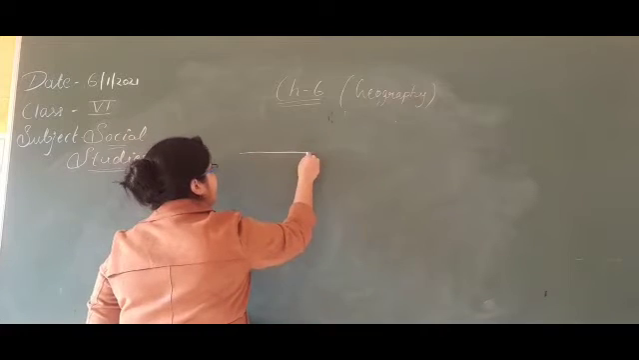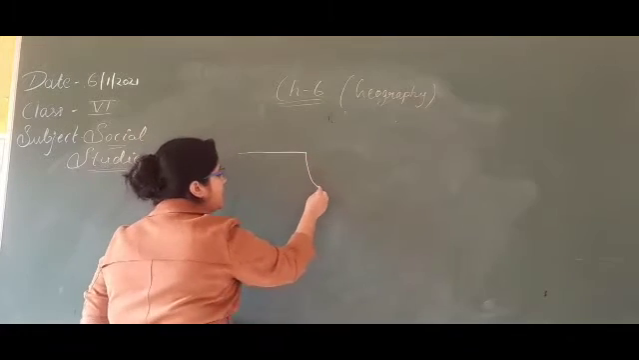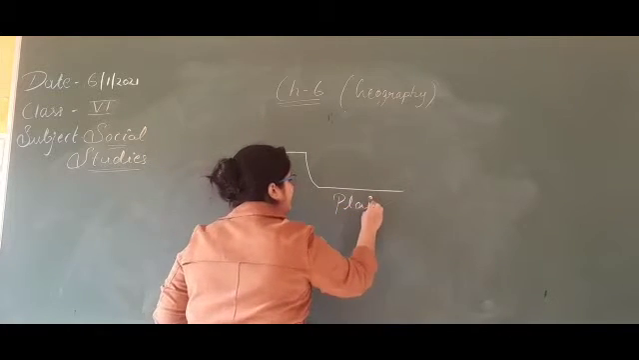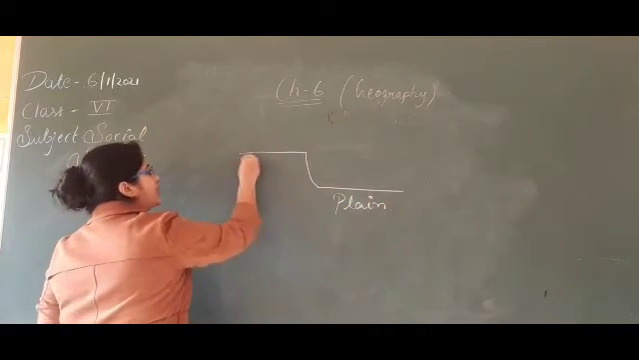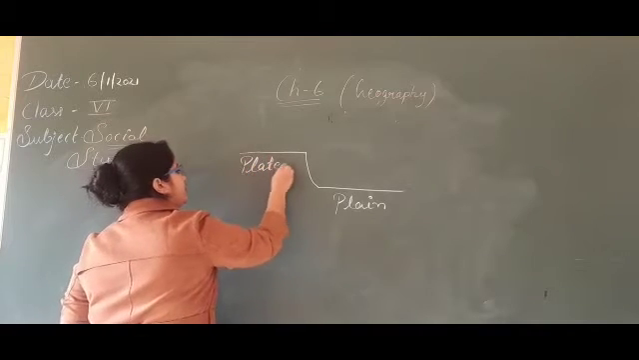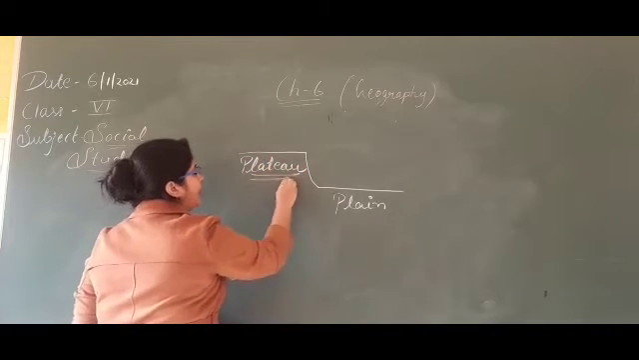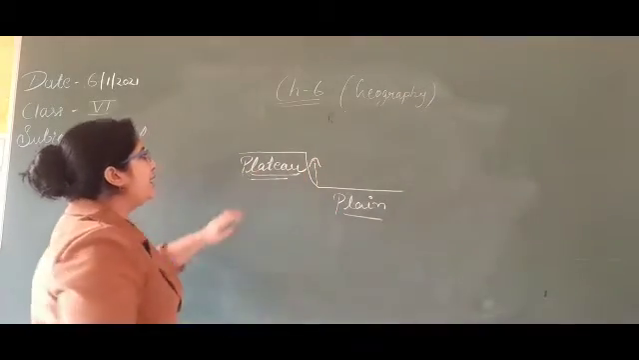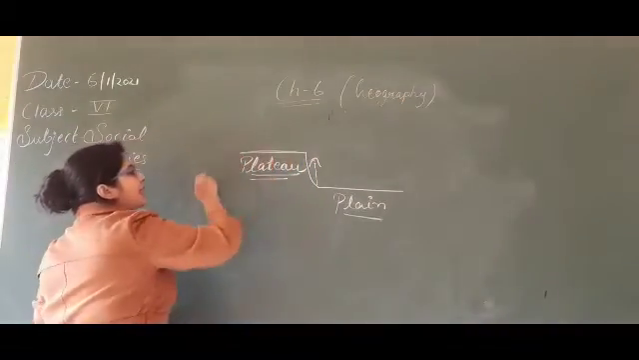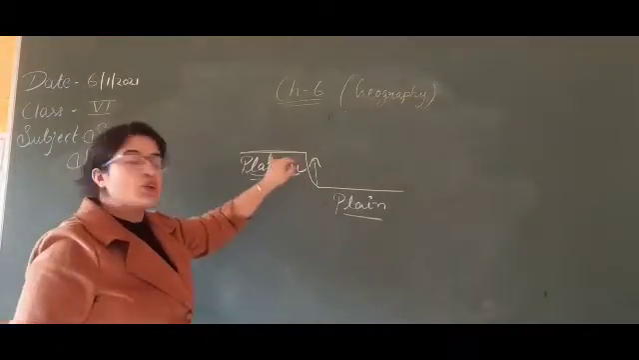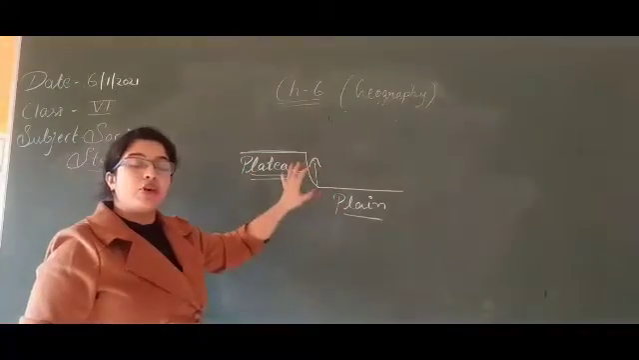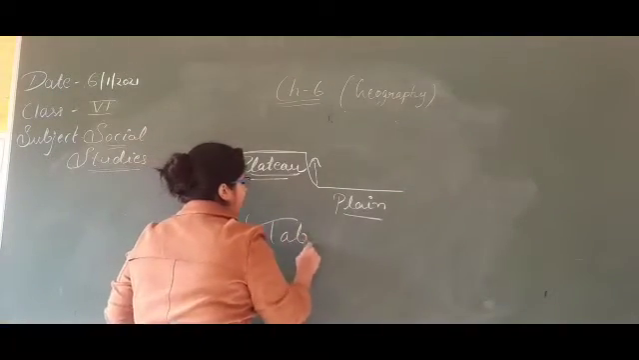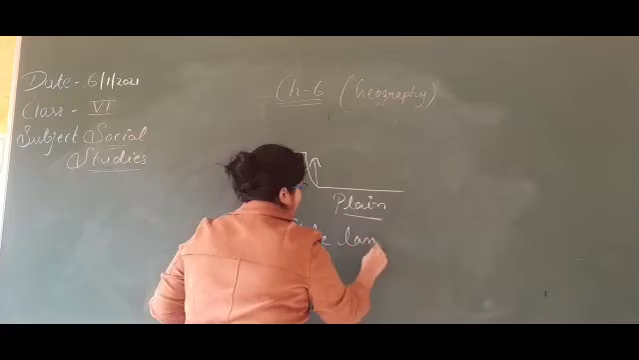This type of land is above the plain area. This one is the plain area and this one is the plateau. Plateaus are mainly above the plain area and it is totally flat just like a plain, therefore it is known as tableland.